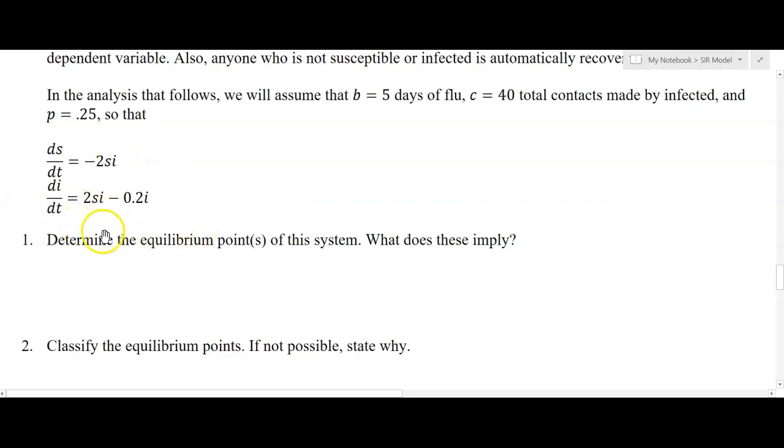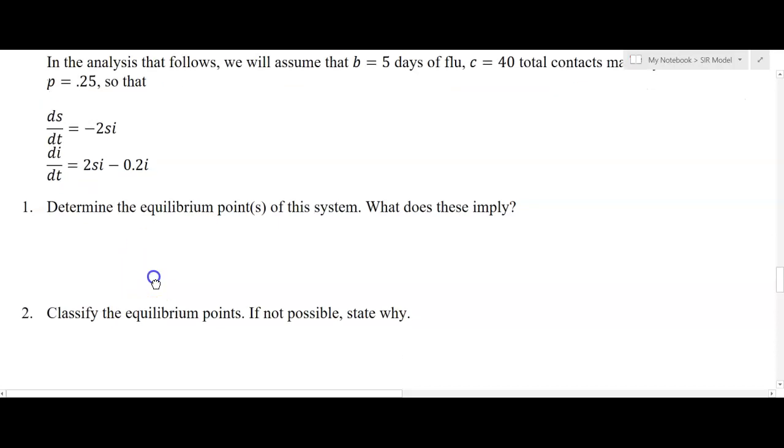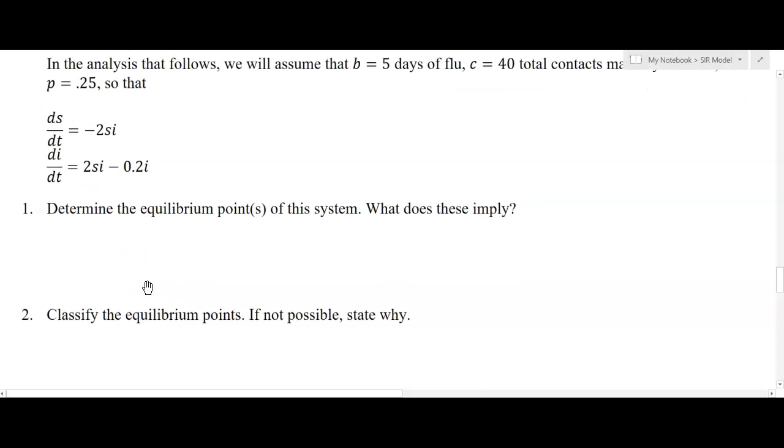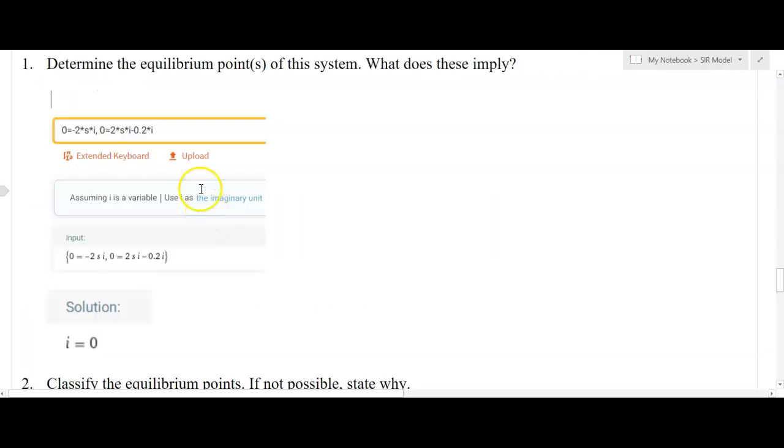This is a nonlinear system, so we would need to consider equilibrium points and try to understand what's happening. It makes sense to do a nullcline analysis. And so here we have the output from Wolfram Alpha. Notice that since we're using these symbols S and I, I had to put multiplication signs between them. If you're using X and Y, it's not as much of an issue.